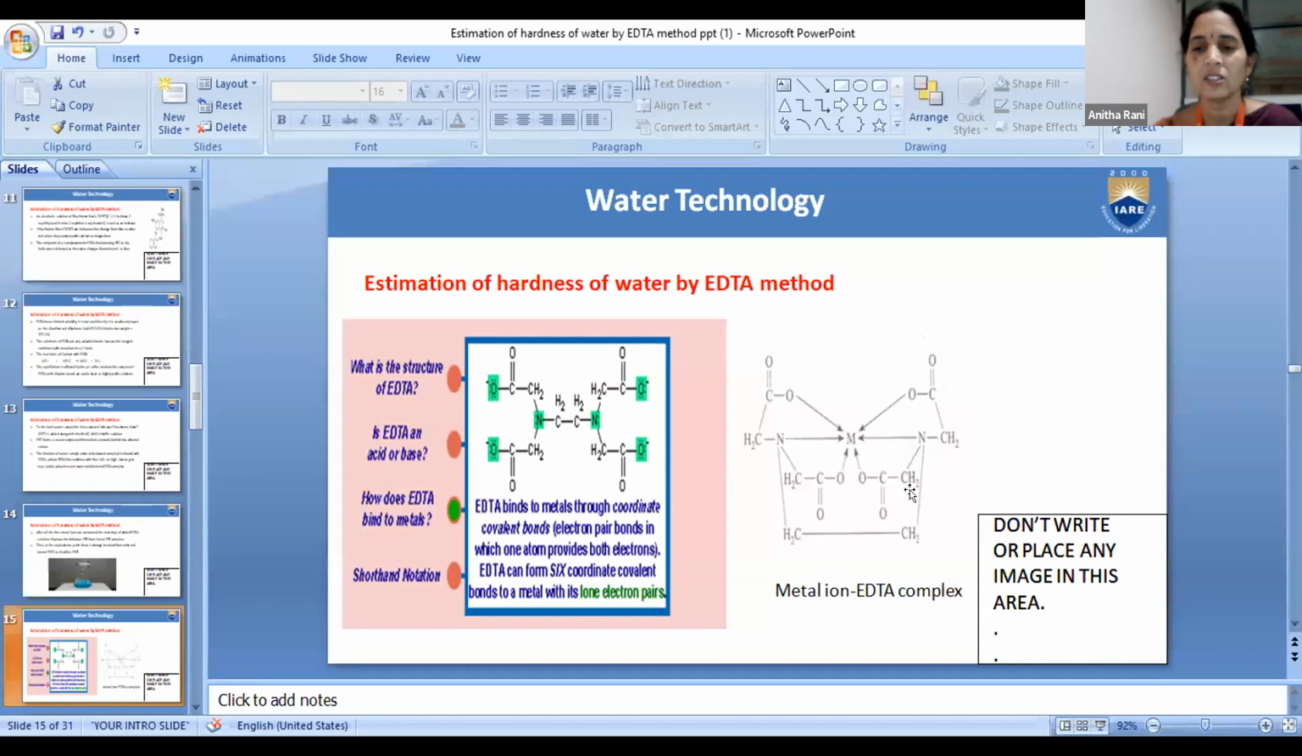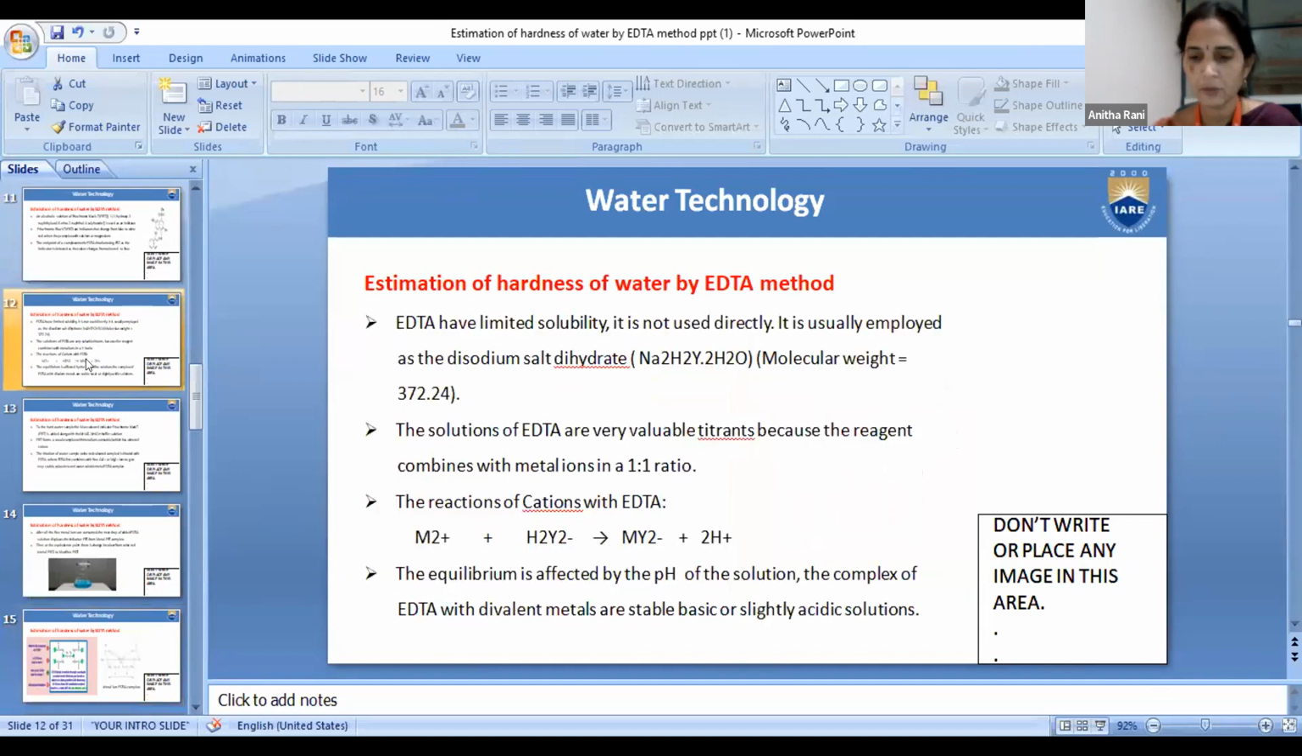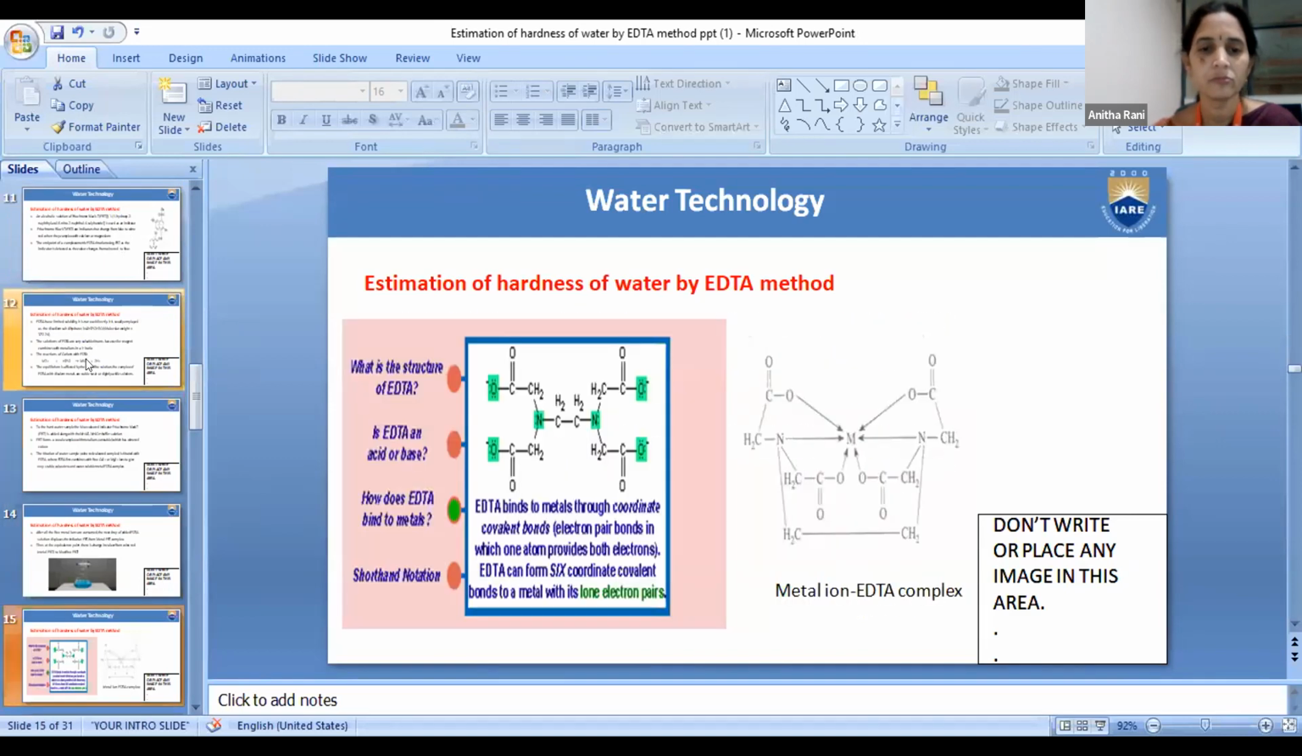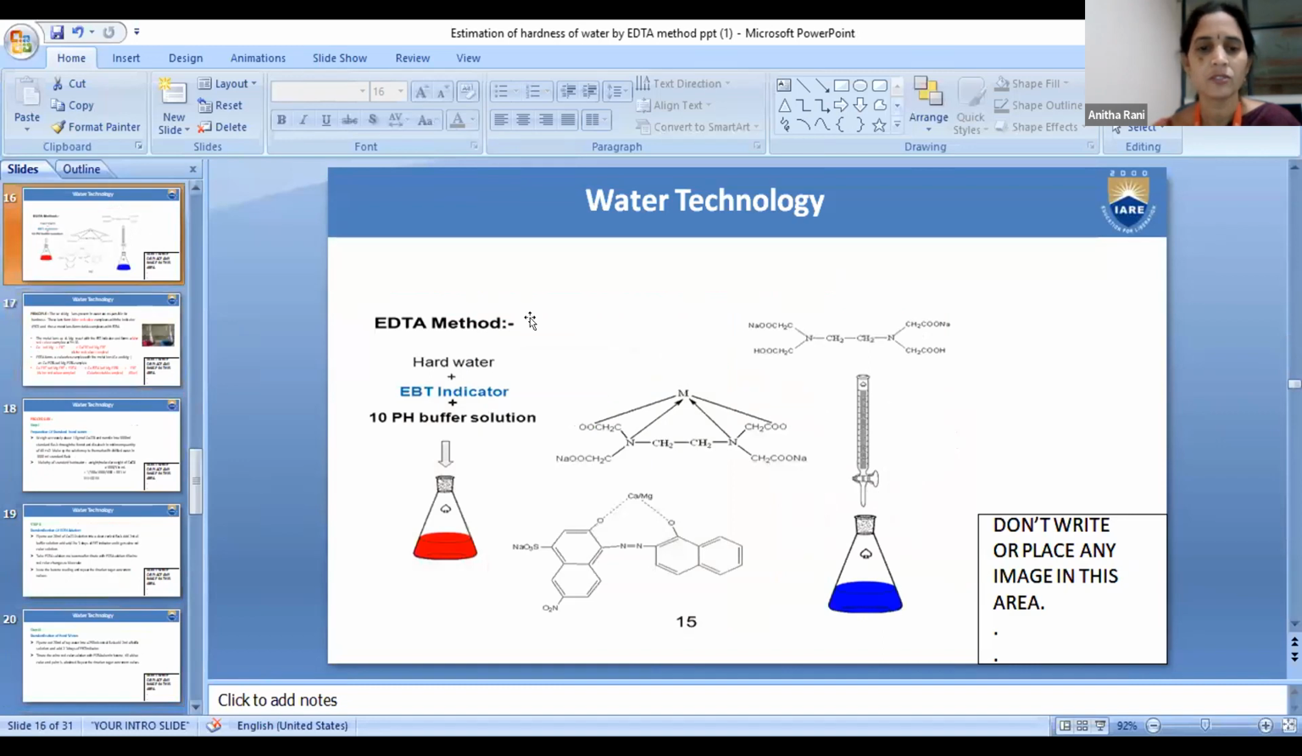So this is the EDTA structure. It forms a metal ion EDTA complex. So we discussed the principle, you can see here.